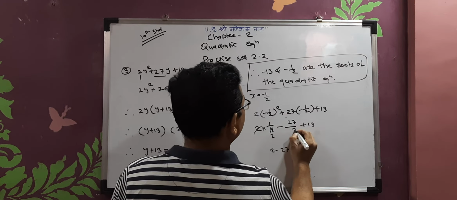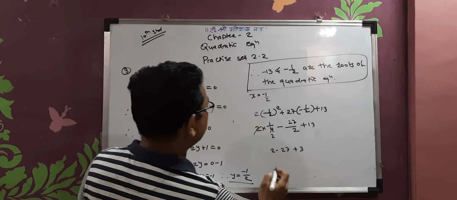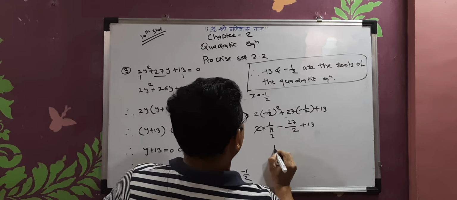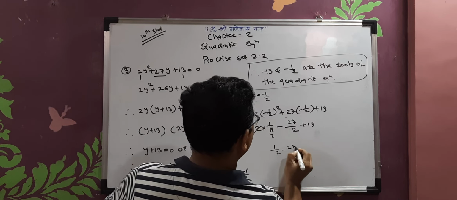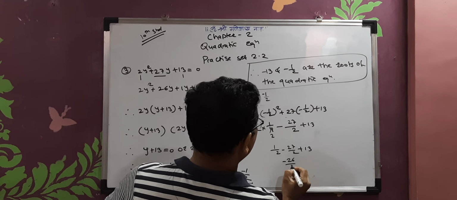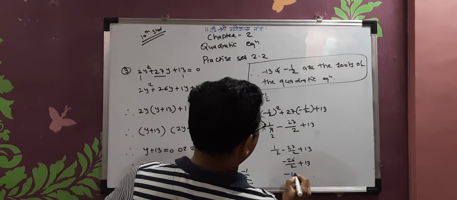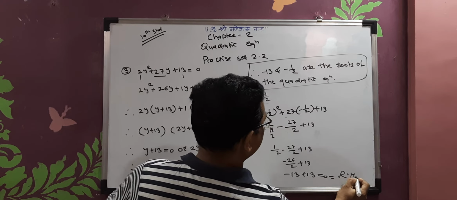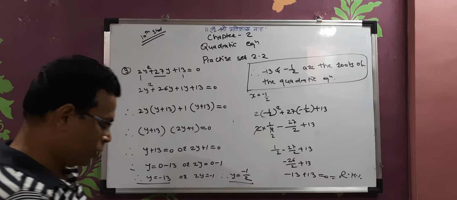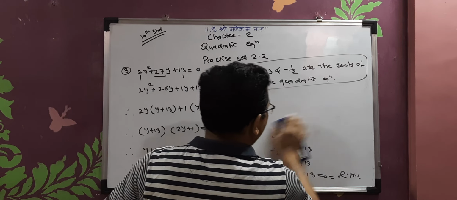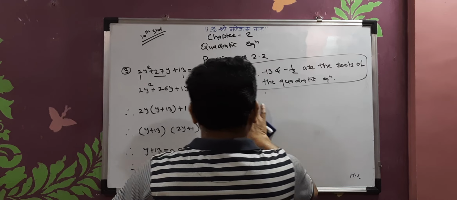So this is 1 by 2 minus 27 by 2 plus 13. So answer is coming minus 26 by 2 plus 13. This is minus 13 plus 13 is equal to 0, which is the right hand side. So this is satisfying the equation. Both the values are satisfying the equation. So these are called the roots of the given quadratic equation.